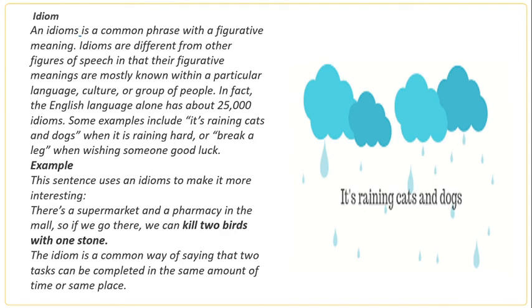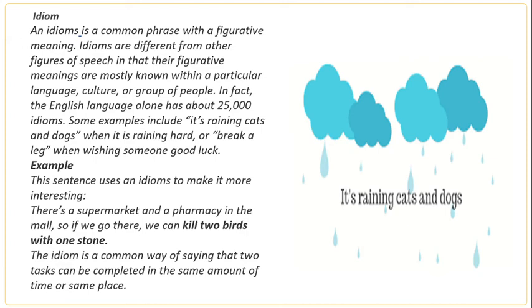Idioms. An idiom is a common phrase with a figurative meaning. Idioms are different from other figures of speech in that their figurative meanings are mostly known within a particular language, culture, or group of people. In fact, the English language alone has about 25,000 idioms. Some examples include "it's raining cats and dogs," when it is raining hard, or "break a leg," when wishing someone good luck. Example, a sentence using an idiom to make it more interesting.